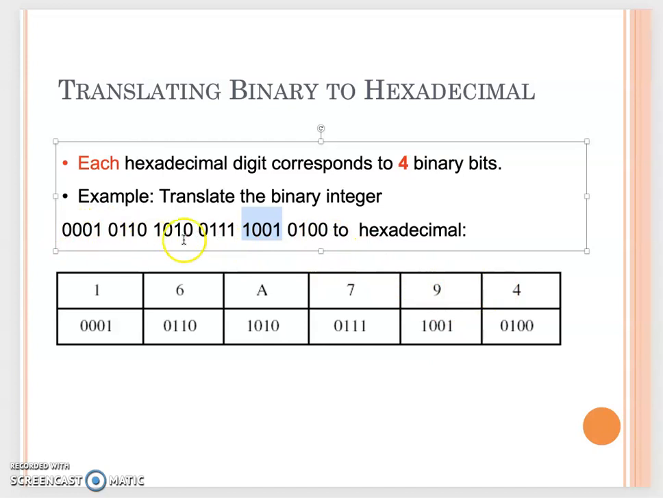So when you convert this 3-byte binary number to hex, the answer is 16A794. Usually we do it this way. You can put spaces, because every 2 hex digits represent 1 byte. So sometimes you can write it byte by byte like that. But if we just connect them to each other, it's okay.